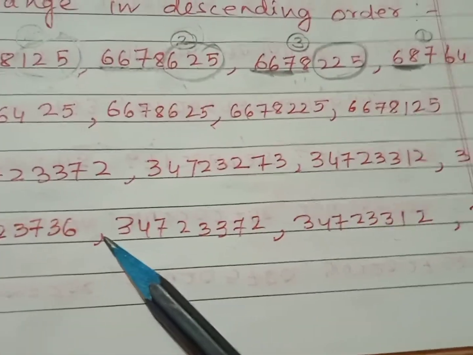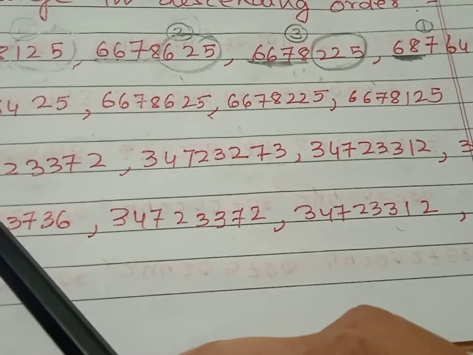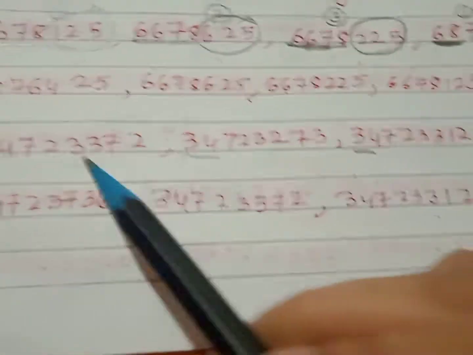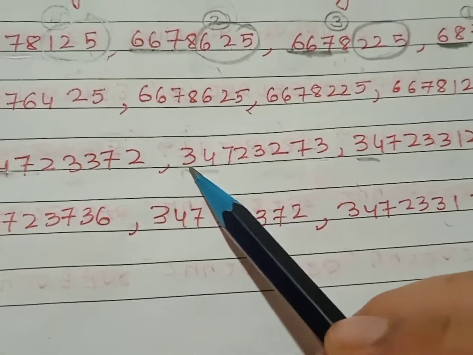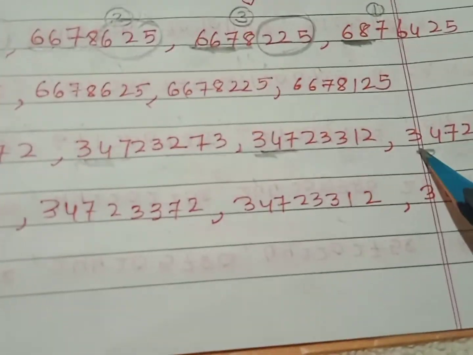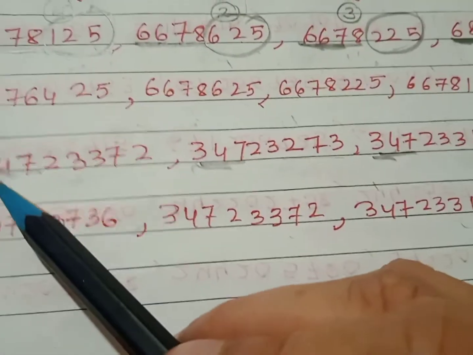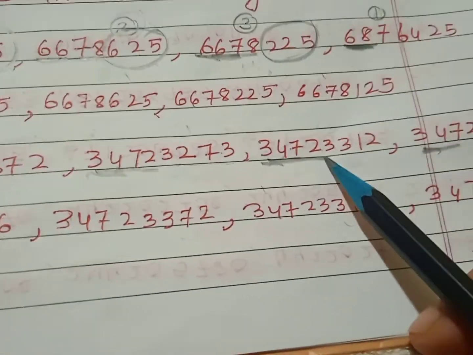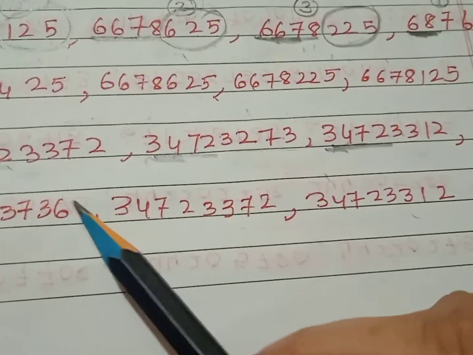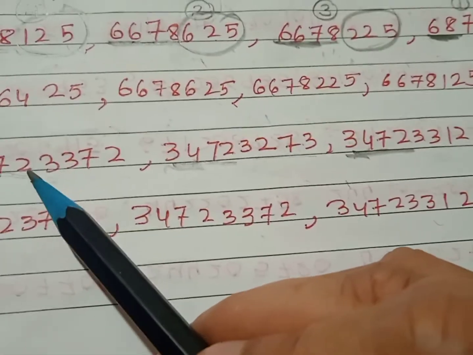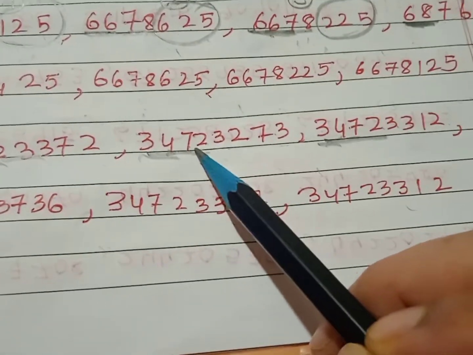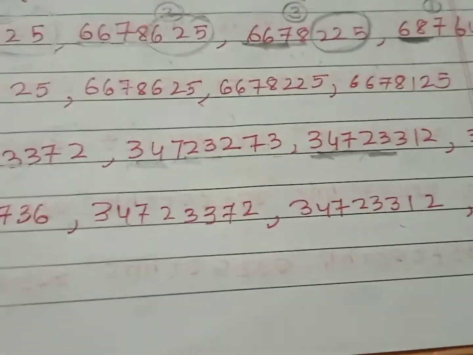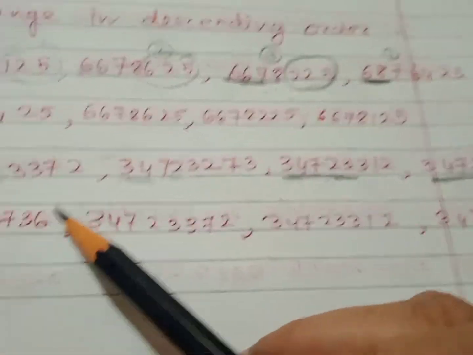All are 8-digit numbers. Now let's see, the first two digits are the same: 34, 34, and 34. Let's go for the third digit: 347, 347, 347. No clue. Go for the fourth digit: 3472, 3472, 3472. Still the same for all. Let's go for the next one: 34723 for all of them. Same. Now the next three digits will be the decider.